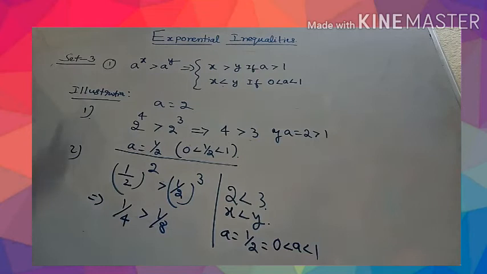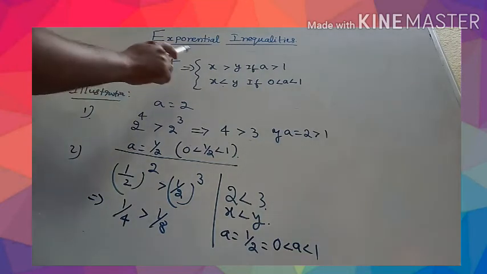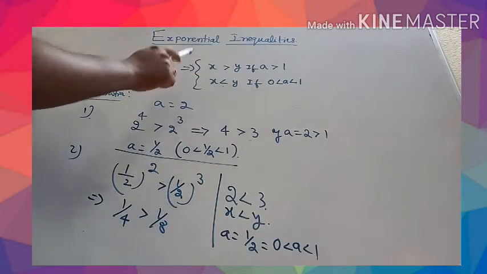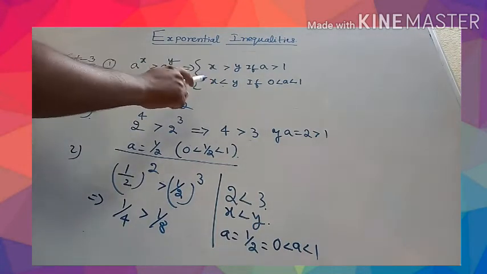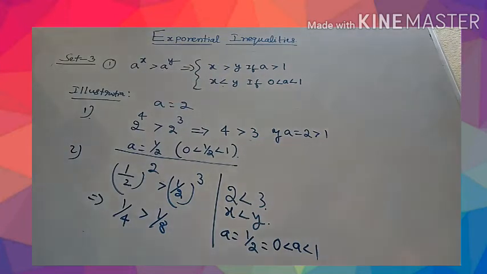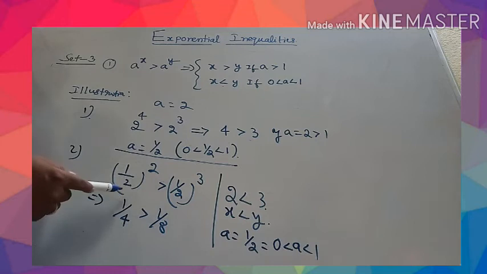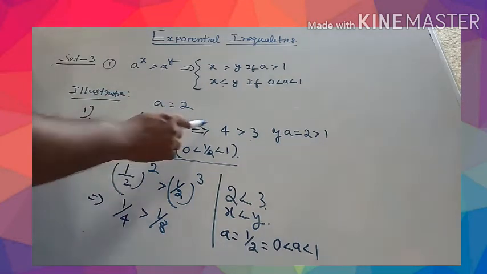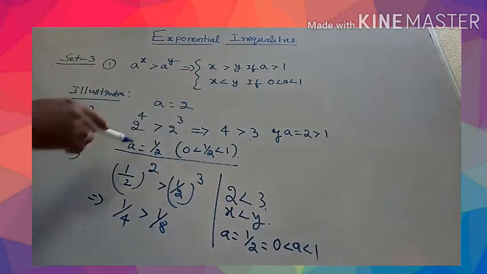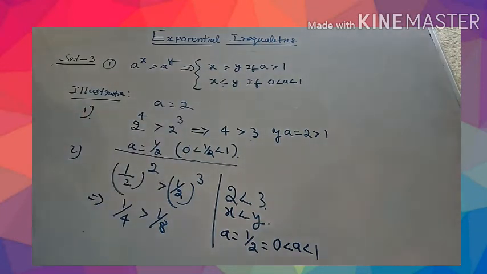Let us recall once again: a power x is greater than a power y. If a is greater than 1, it means x is greater than y. If a lies between 0 and 1, it means x is less than y, right? All this we have illustrated with nice numbers, right? We take a equal to 2, 2 power 4 greater than 2 cube. That means 4 greater than 3. When a is 1 by 2, you have got this. This is the way you will be doing it.